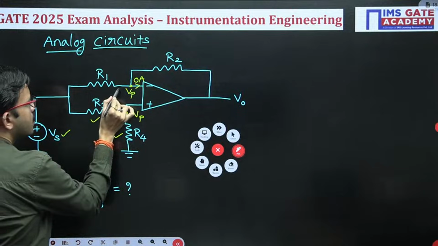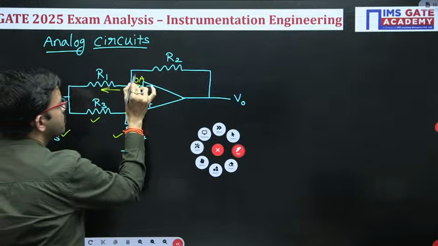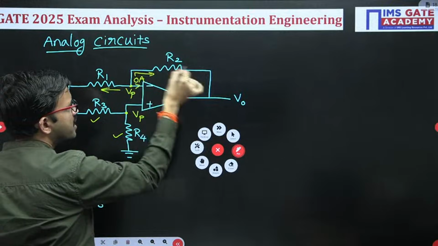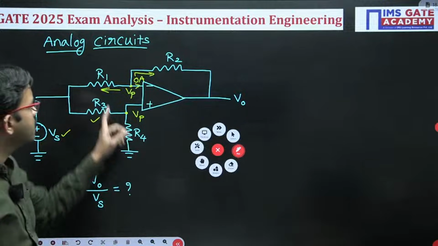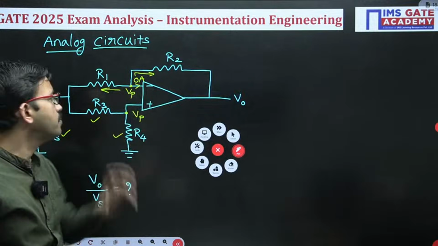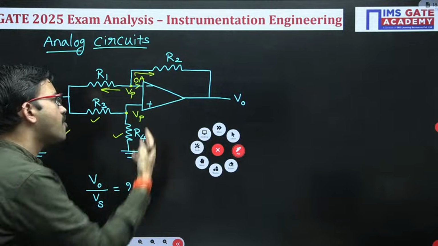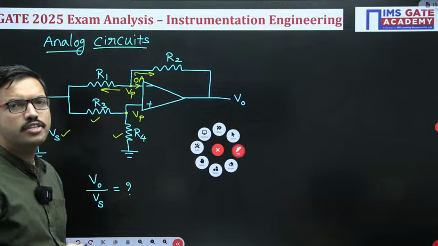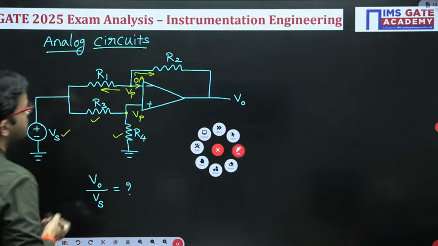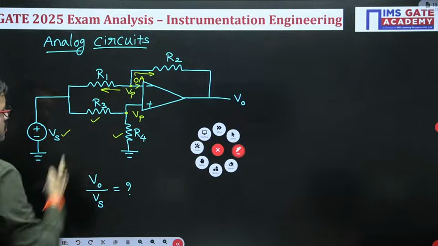Now, in this particular branch, the current is leaving from this node, you can assume like that. Similarly, in this other branch, current is leaving from this node. Now just write the nodal equation here. With its help, you will get one equation in terms of V naught and Vs. After that, you can find the final value V naught by Vs. In this particular branch, the current flowing is Vp minus Vs divided by R1.